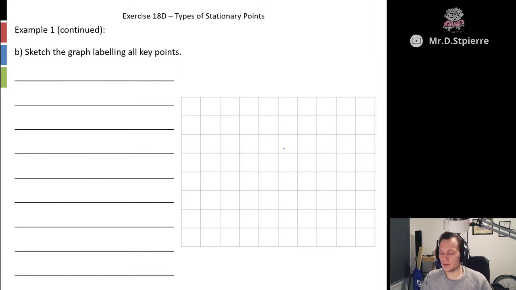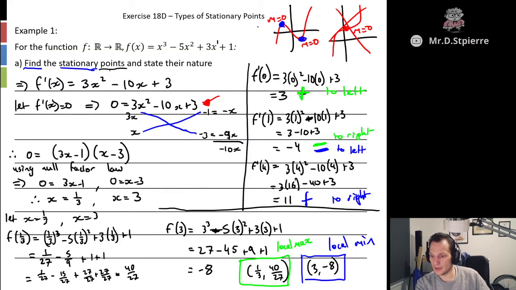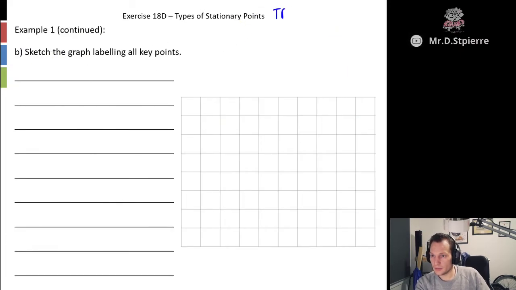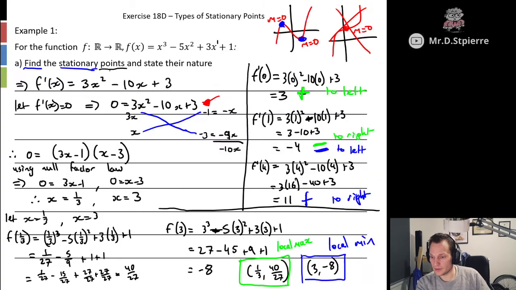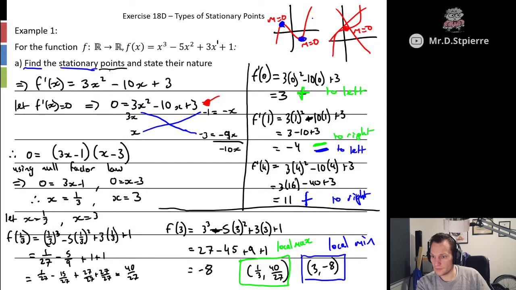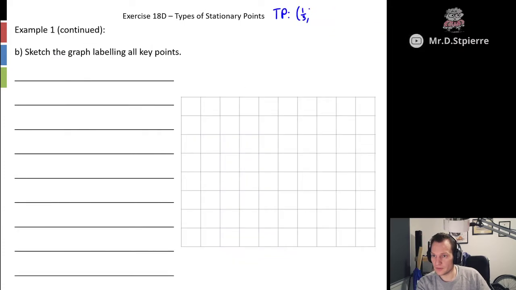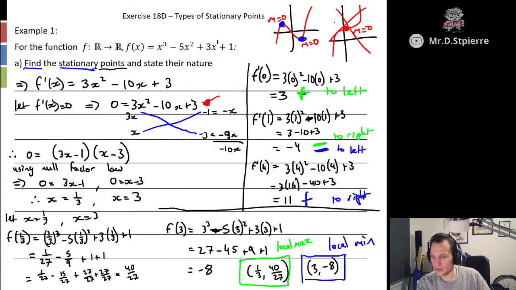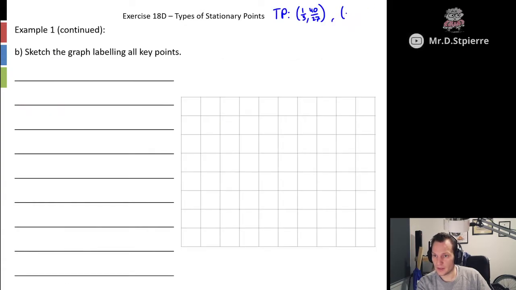Sketch the graph labeling all the key points. Right here, we had turning points at 1/3, 40 on 27. We had another one at 3, negative 8.